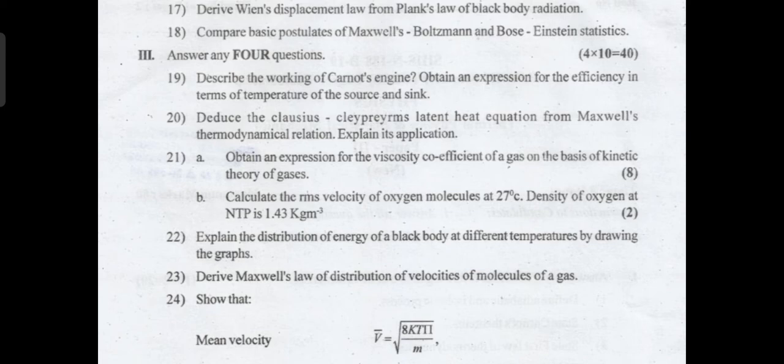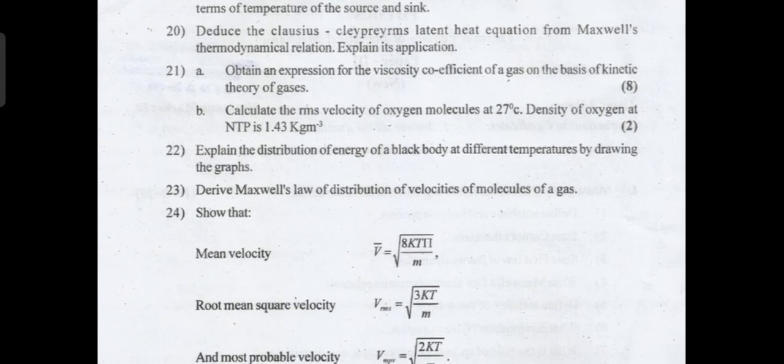calculate the RMS velocity of oxygen molecules. So the one problem is for 2 marks. Explain the distribution of energy of a black body at different temperatures by drawing the graphs. So this comes under the theory of radiation chapter. Derive Maxwell's law of distribution of velocities of molecules of a gas. It's a very big one, so we can leave it as optional.